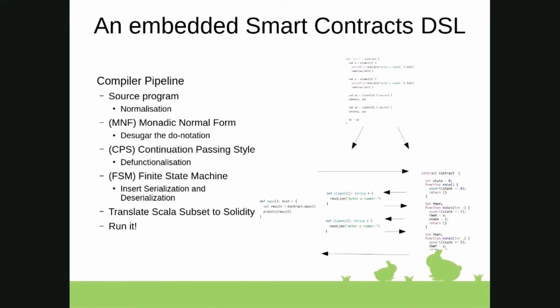And then we need a compiler, or a macro system in our case, that takes this source program and splits it up into all the individual parts that we're going through. That involves a lot of different techniques. We first bring the code into a monolithic normal form, then we desugar it, then we defunctionalize it, and then we generate the finite state machines that we wanted. We're also involving some serialization and deserialization. Then we have to translate the Scala code to Solidity code, and then finally you can run it. And this allows us to write our whole smart contract together with the parts around it in a single programming language and execute. Thanks, that was my talk.